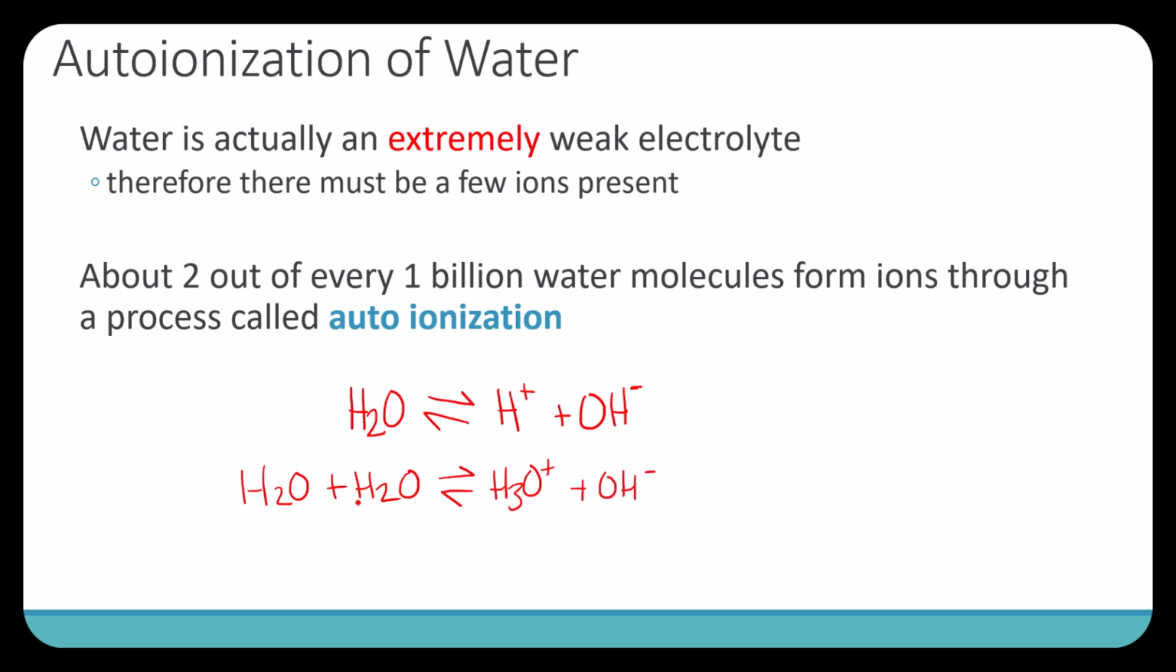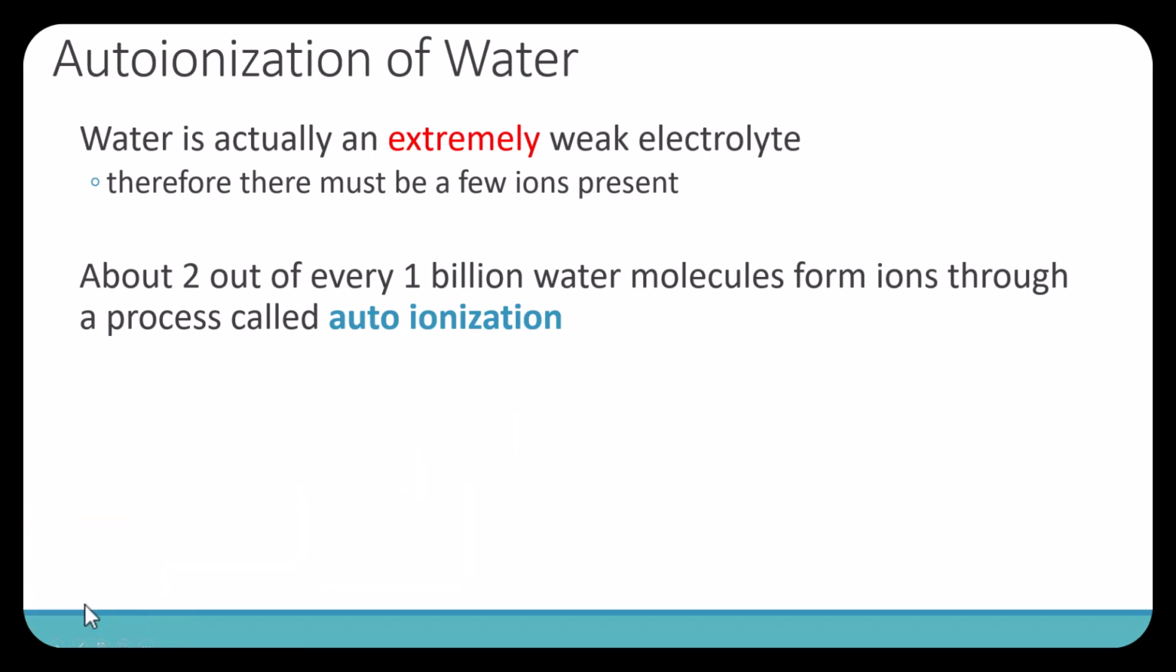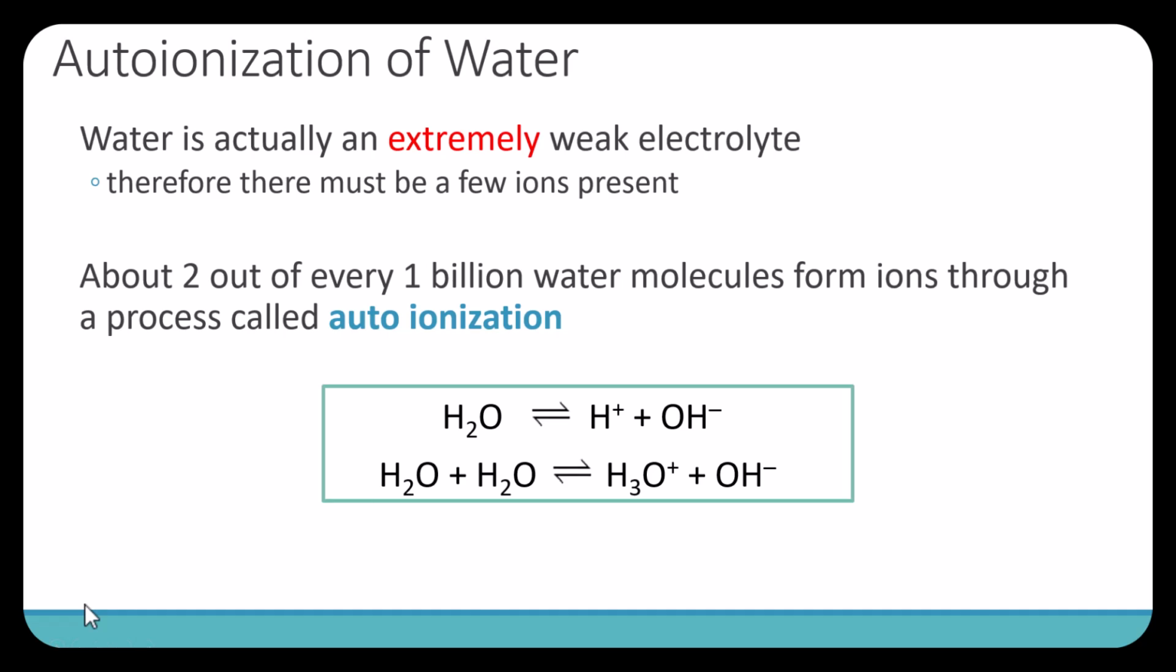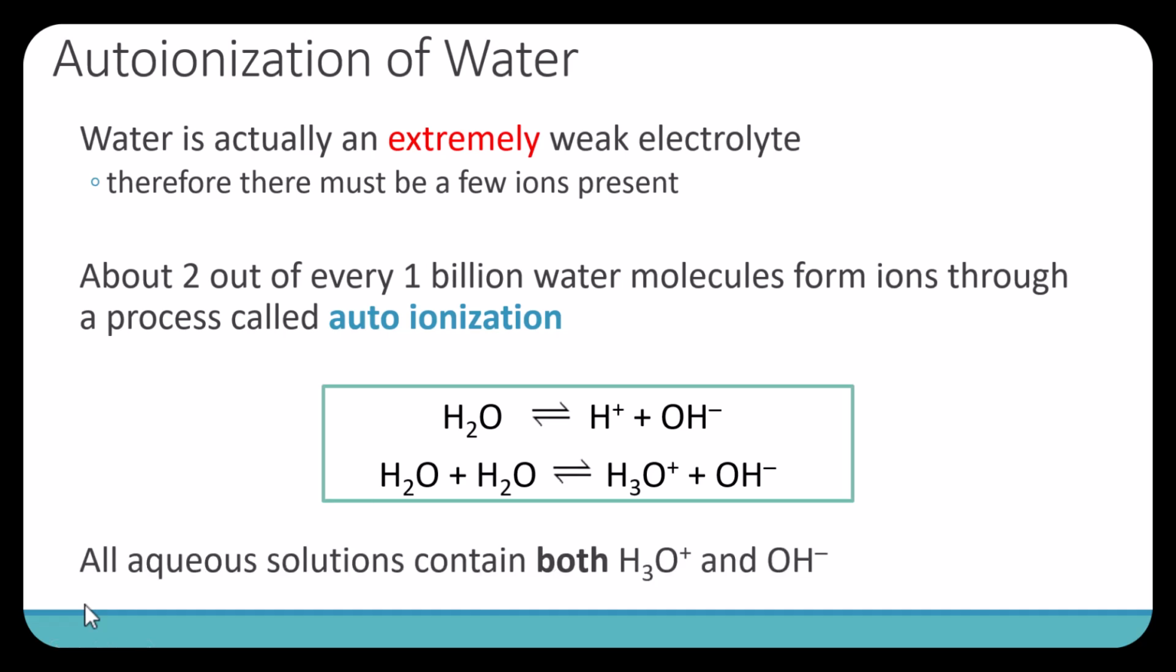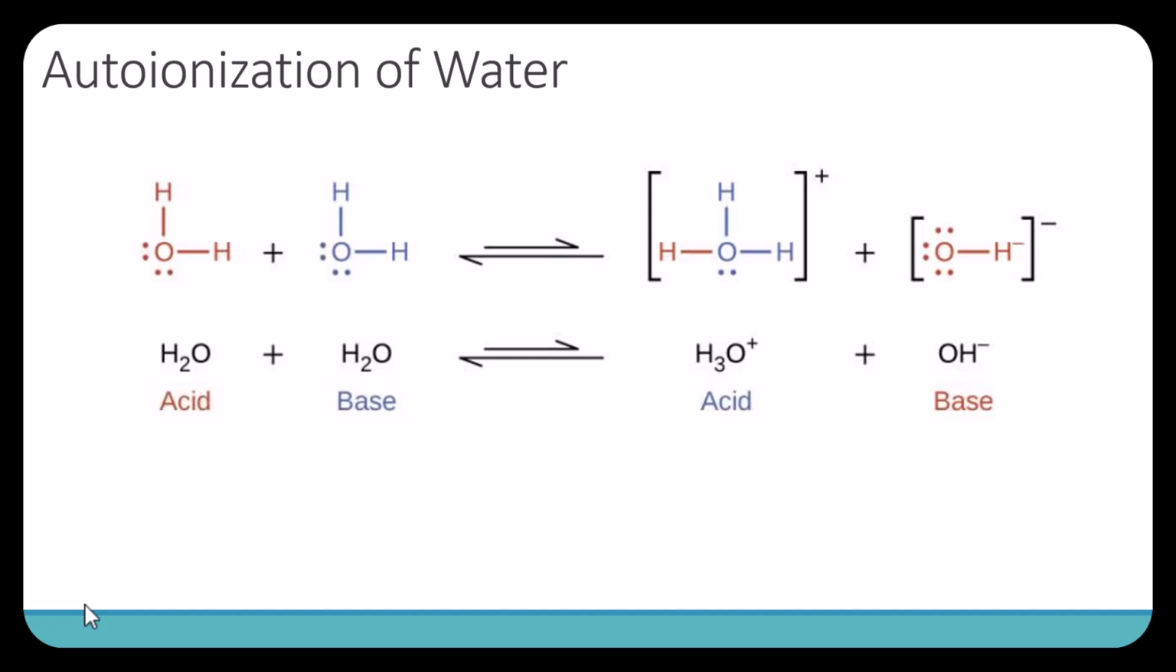Okay, so that extra water molecule there is just indicating that this hydrogen is going to react to form that hydronium. Okay, so this is that autoionization of water that we see. So, in summary, all aqueous solutions contain a little bit of hydronium and a little bit of hydroxide. Okay. Here's just some more pictures of this autoionization process, just in a different format.